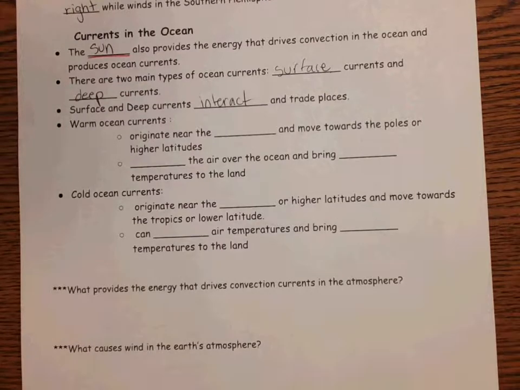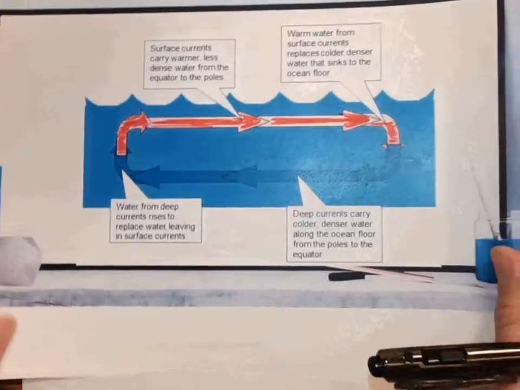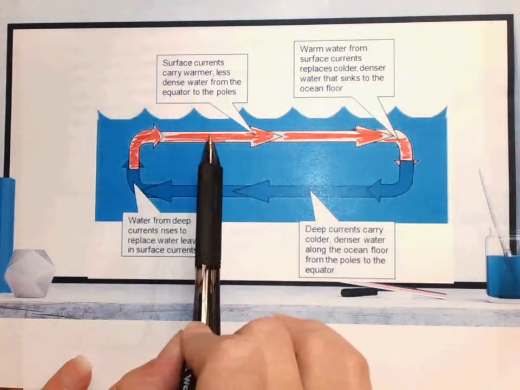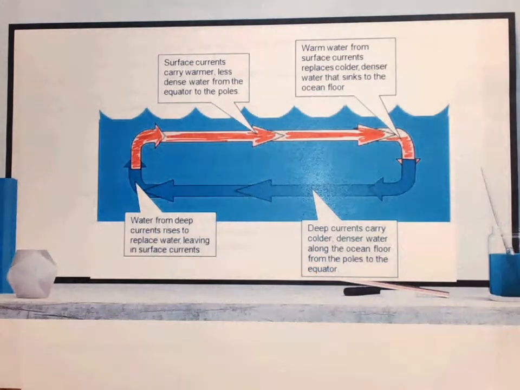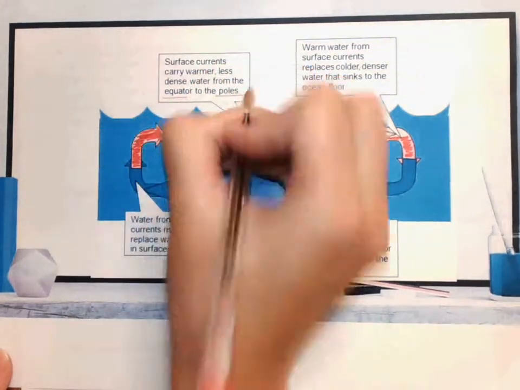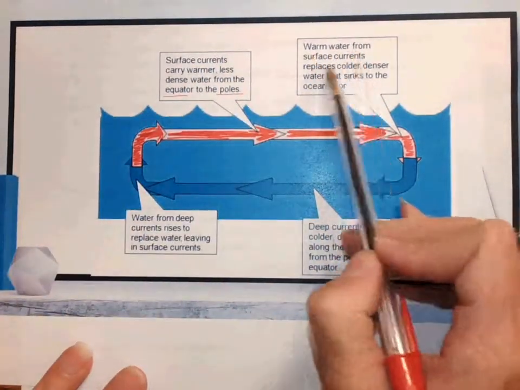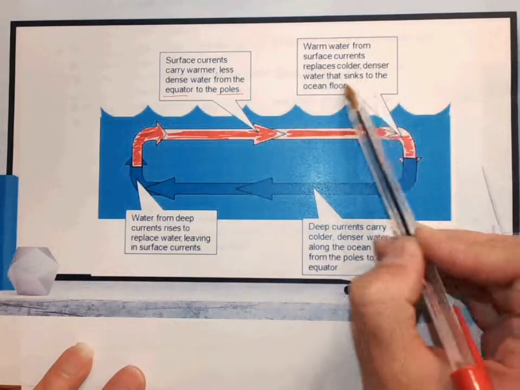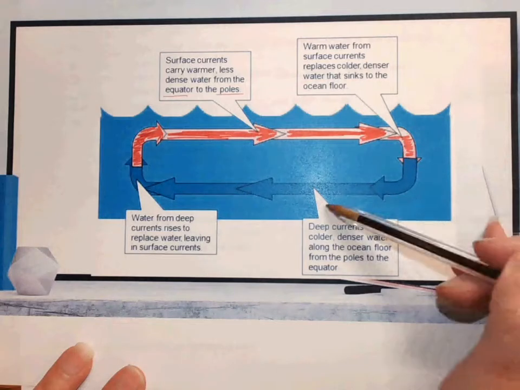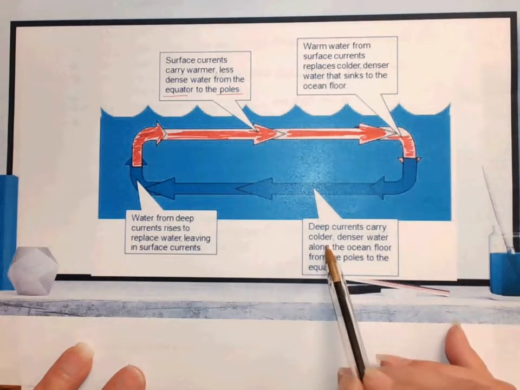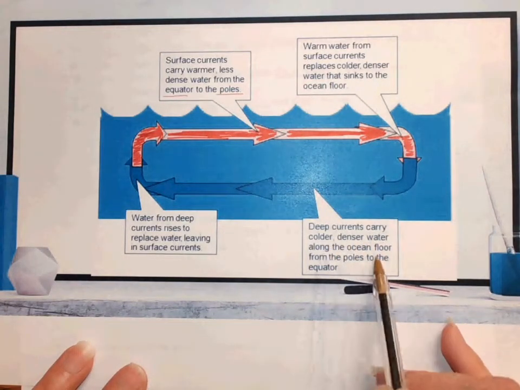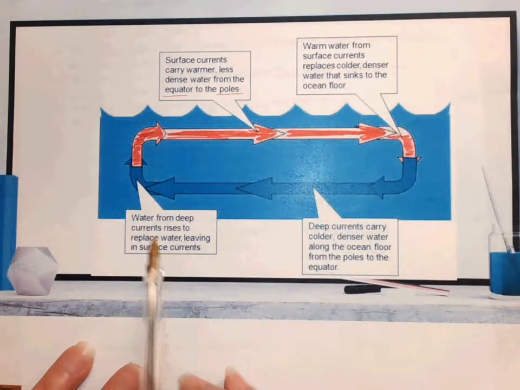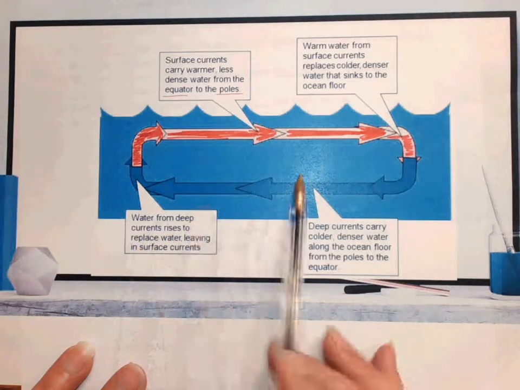So if we see this image here, our surface currents carry warm, less dense water from the equator to the poles. So we're going from the equator to the poles. Warm water from the surface currents replaces the colder, denser water and sinks to the ocean floor. So we're sinking. Deep ocean currents carry colder, denser water along the ocean floor, from the poles to the equator. Water from the deep currents rises to replace the warm water.